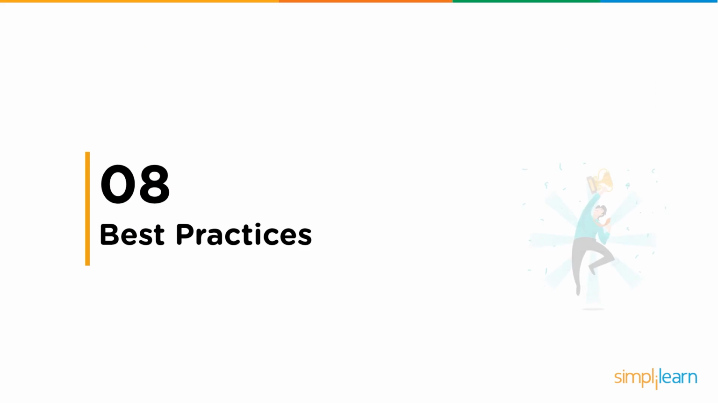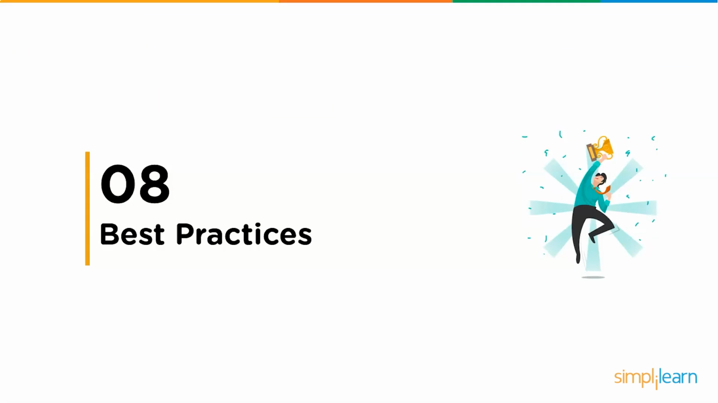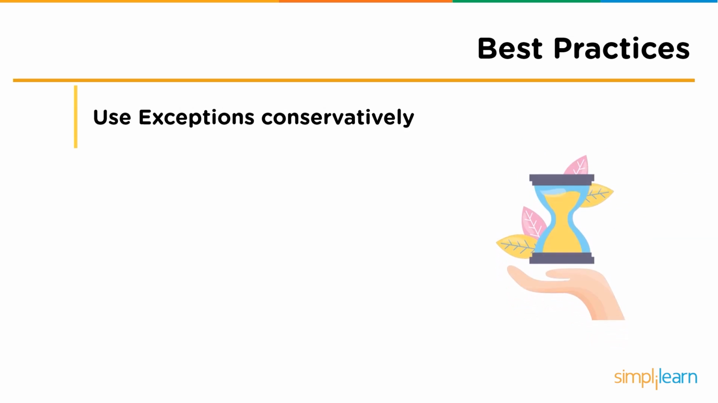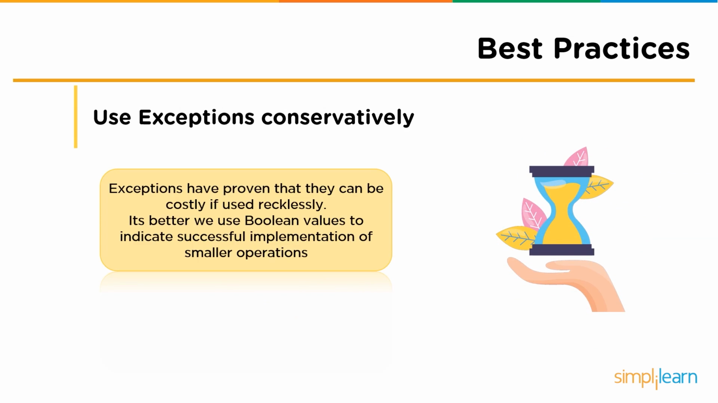With this we have come to our last topic, which is the best practices to be followed while working with exceptions in Java. The first one is to use exceptions conservatively. Exceptions have proven that they can be costly if used recklessly or unnecessarily. So it's better we use Boolean values to indicate successful implementation of smaller operations. For example, if an operation is successfully executed, you can notify the user with a value of 1, or in the case of failure, you can specify the number 0.